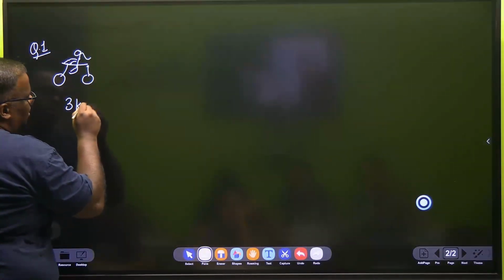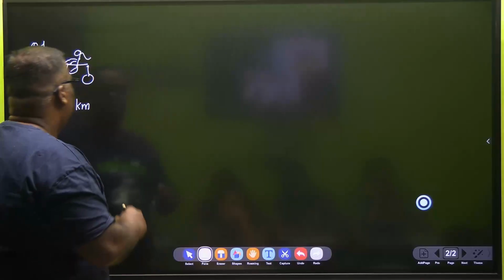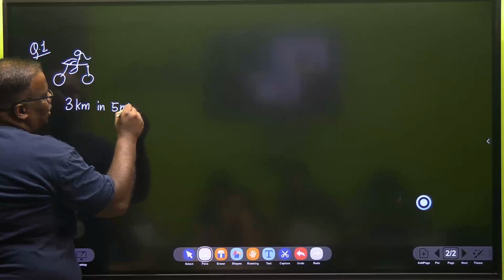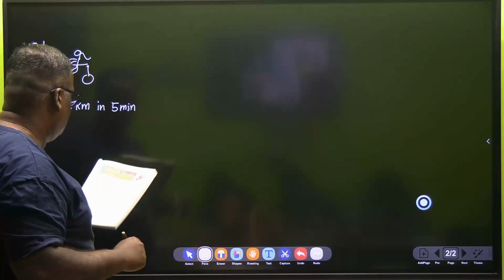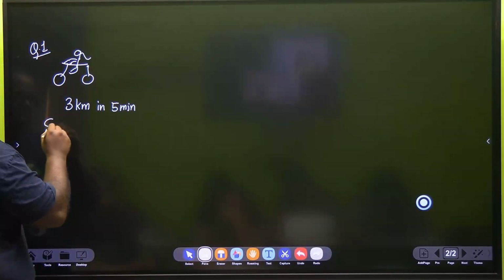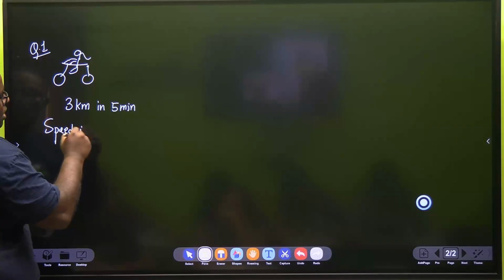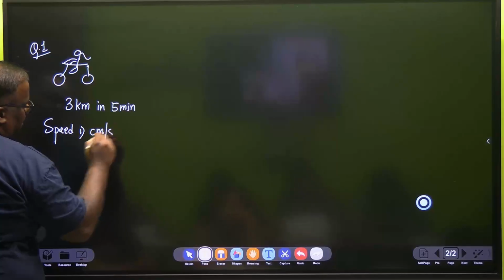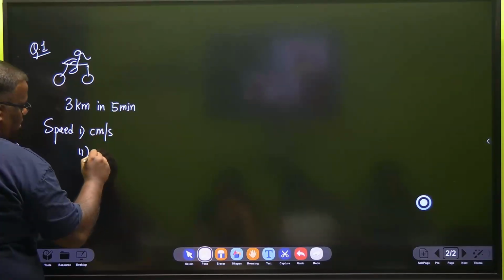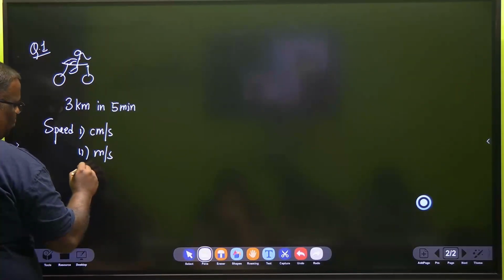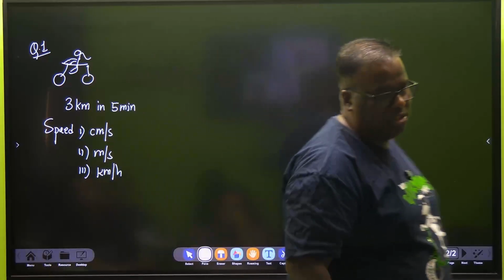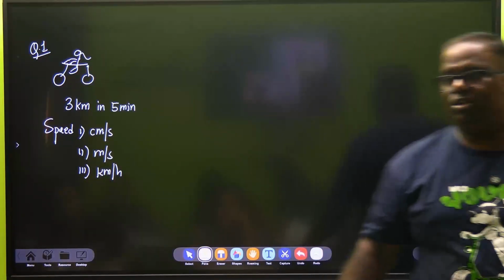We have a scooterist, and this scooterist covers 3 kilometers in 5 minutes. Now these types of problems you'll get a lot. You need to tell me her speed in 3 different units: what is the speed in centimeter per second, what is the speed in meters per second, and what is the speed in kilometers per hour? How will you do it? We'll do it together. Don't worry. This problem is all about interchangeability of units.